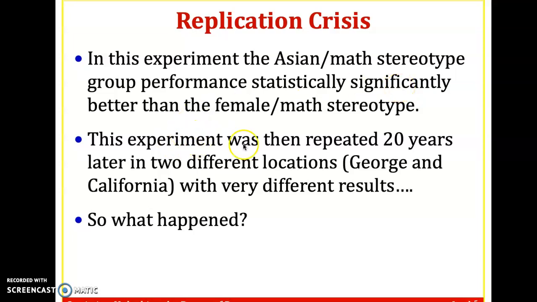All right, this experiment was then repeated 20 years later. Actually, a couple of years ago. In two different locations, Georgia. Okay, this is Georgia. I think it was Georgia Tech, University of Georgia. I forget, but it was Georgia, not George. And California. I think it was Stanford, actually. So 20 years later, two different psychology research groups got together and said, let's try to reproduce this experiment and see what happens.